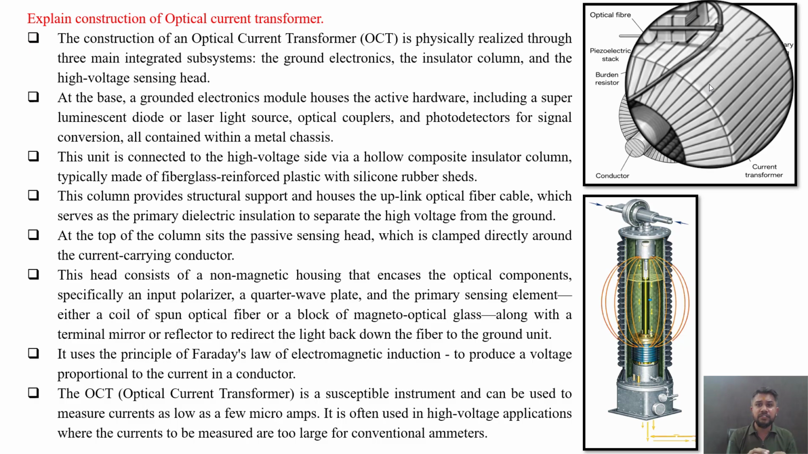Rest, the current transformer steps down the high value of the current to the lower value, or say measurable value, to the relay as well as for the controlling application purposes. So it is stepping down the value of the current.